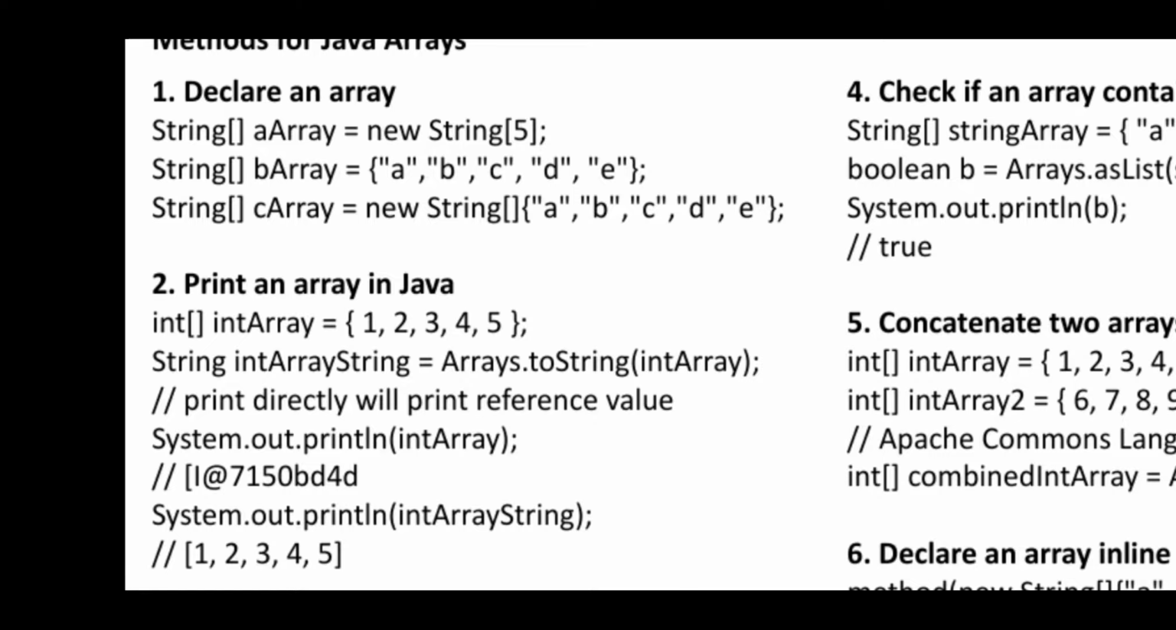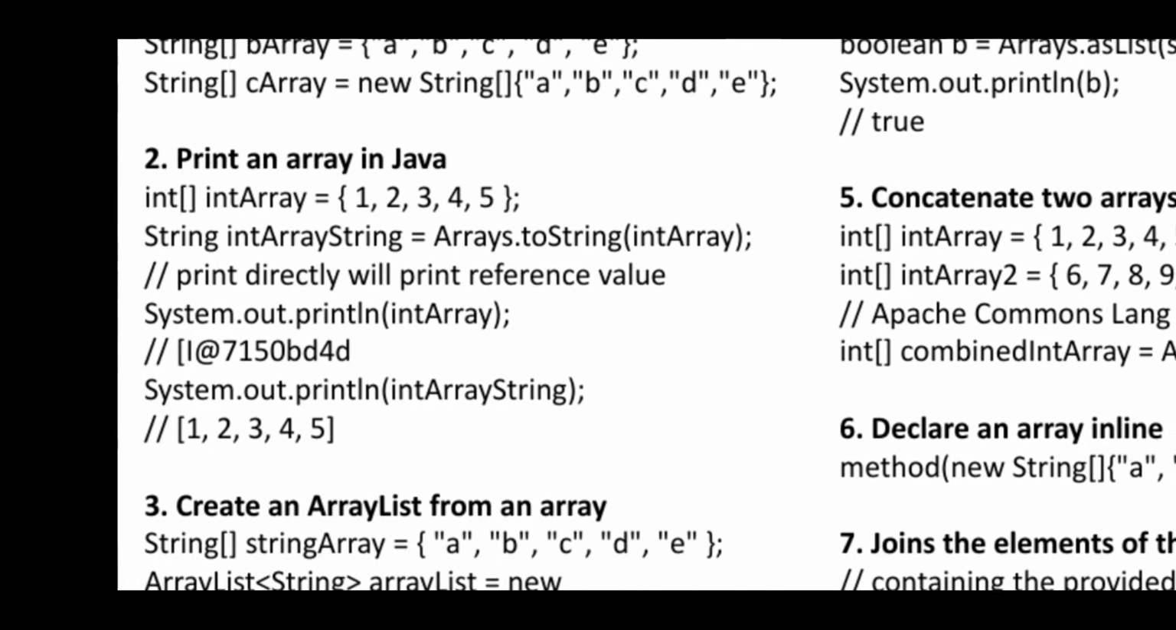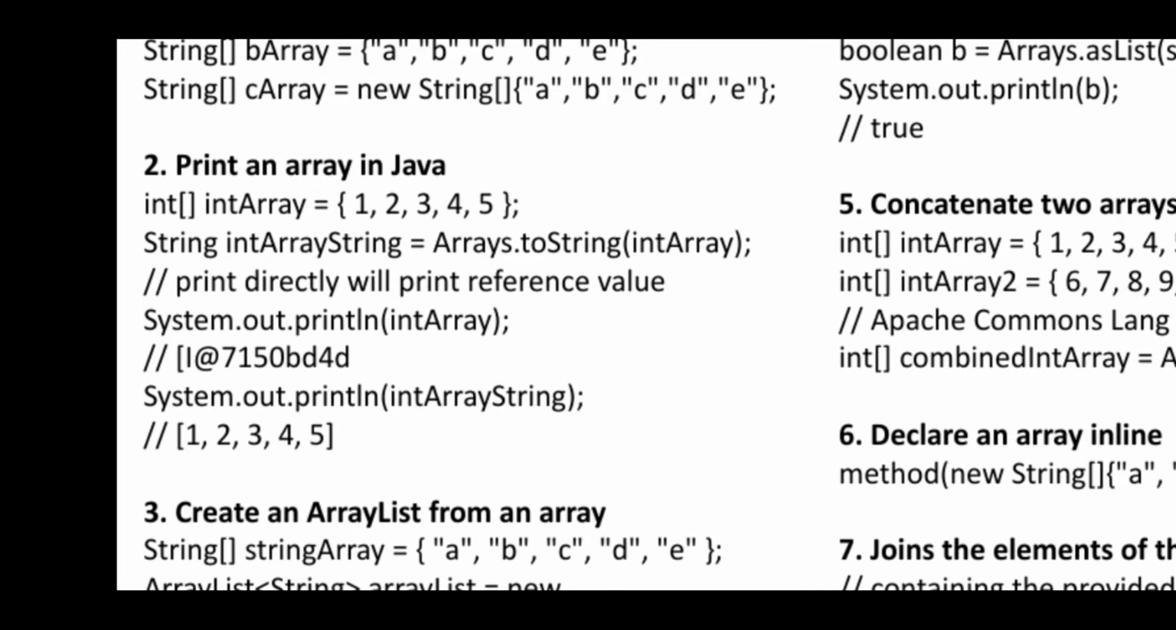So what is it going to do here? It is going to display it like this: String intArrayString is equal to Arrays.toString(intArray). Arrays is a class name and toString is a function name, which converts the int array of integer type to string values.